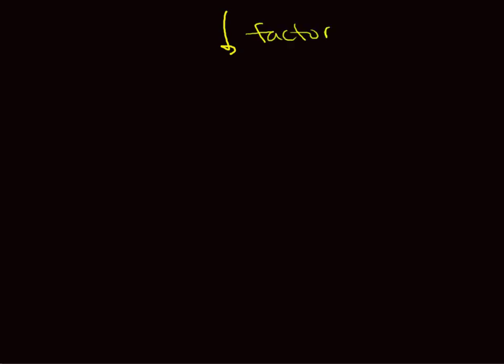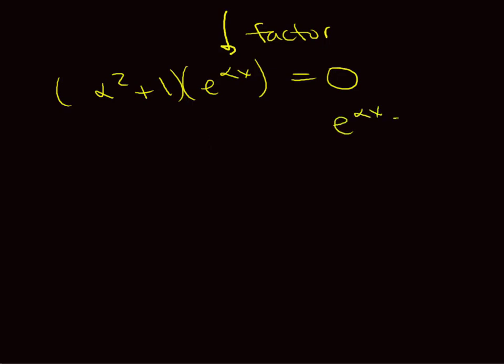Let's go ahead and then factor that function, and we'll get alpha squared plus 1 e to the alpha x equals 0. And of course, once again, we don't want to have e to the alpha x equals 0. That would be a trivial answer. So what we're going to do is focus again on this portion of the function where it's alpha squared plus 1 equals 0. That means that we are solving for alpha.